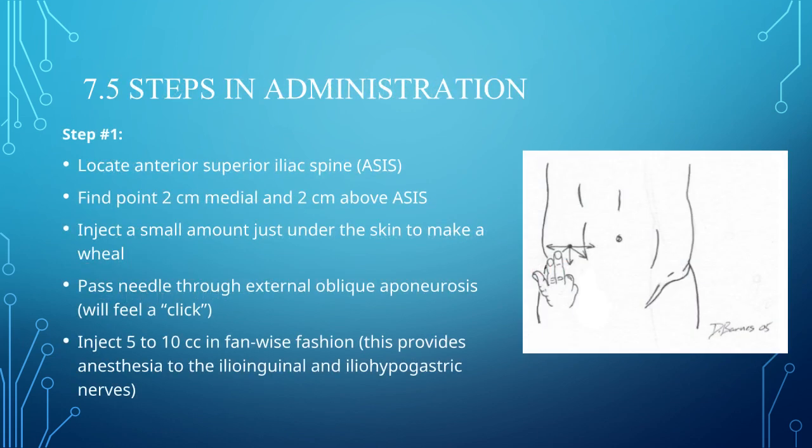Let's review the steps for inguinal hernia anesthetic block. Step 1 targets the ilioinguinal and iliohypogastric nerves. Locate the anterior superior iliac spine, or ASIS. Find a point 2 centimeters medial and 2 centimeters superior to it. After raising a small skin wheel, advance the needle through the external oblique aponeurosis. You will feel a distinct pop or click. Then, inject 5 to 10 cubic centimeters of anesthetic in a fanwise pattern deep to this aponeurosis to bathe the nerves.